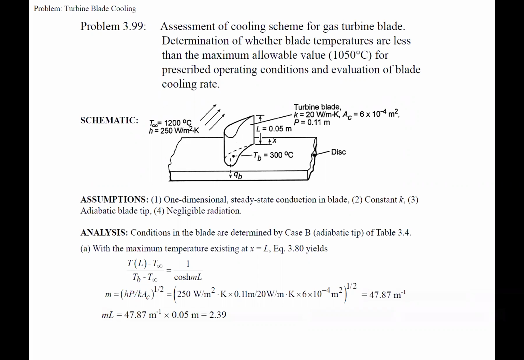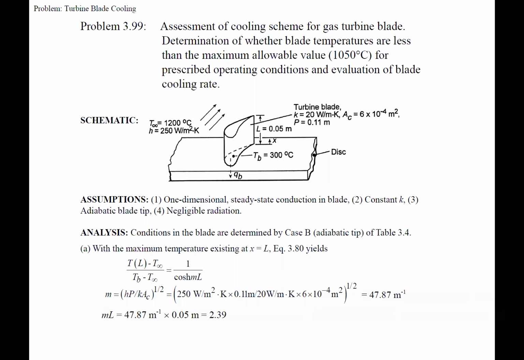The blades, which are fabricated from Inconel, where thermal conductivity is 20 watts per meter Kelvin, have a length L of 50 millimeters. The blade profile has a uniform cross-sectional area of 6 times 10 to the negative 4th meters squared and a perimeter of 110 millimeters. A proposed blade cooling scheme, which involves routing air through the supporting disc, is able to maintain the base of each blade at a temperature of 300 degrees Celsius.